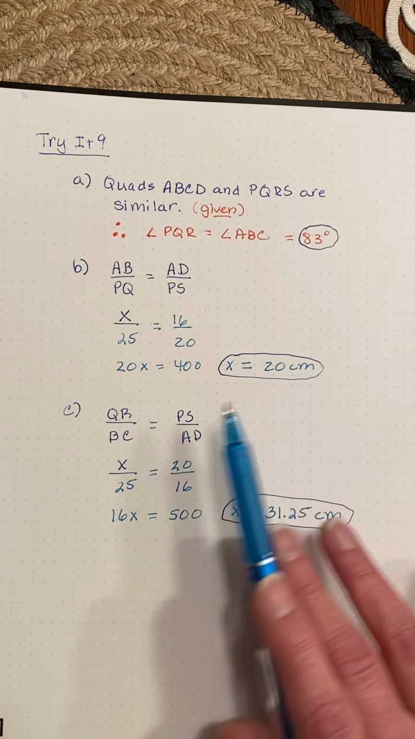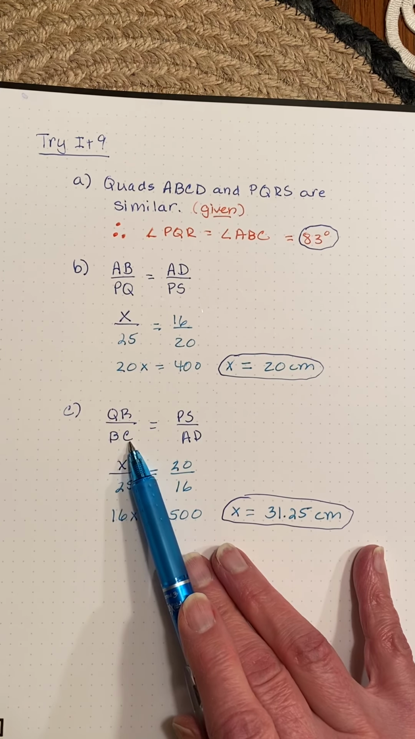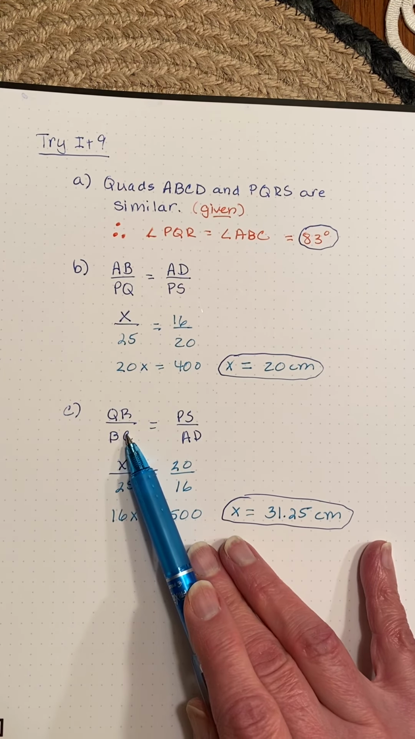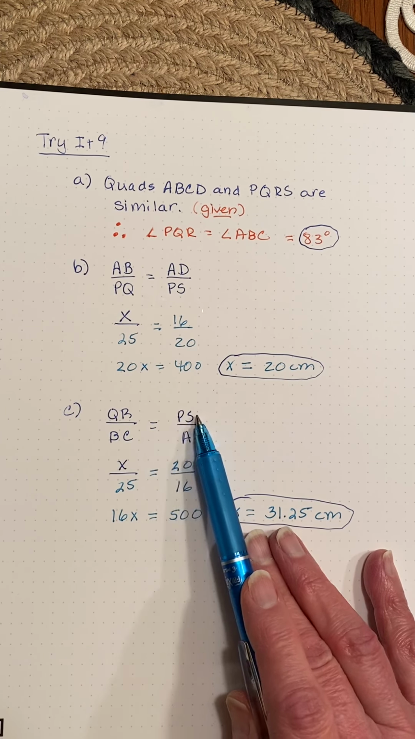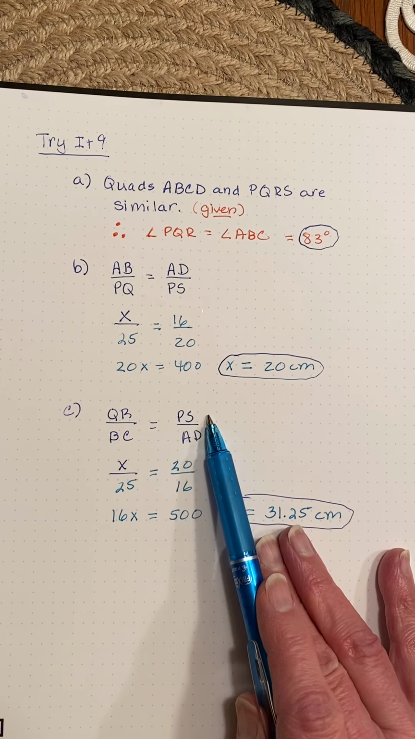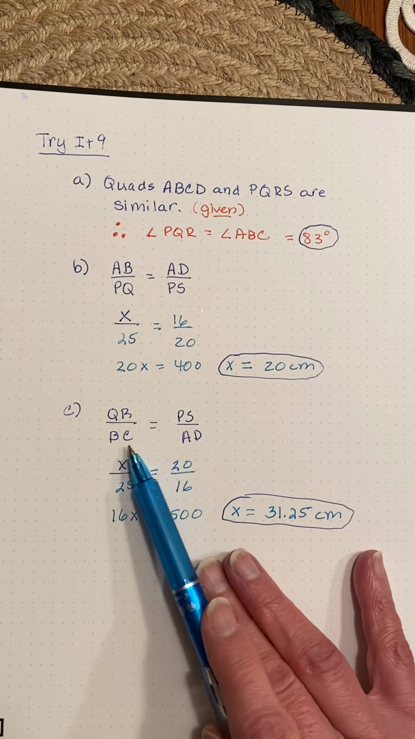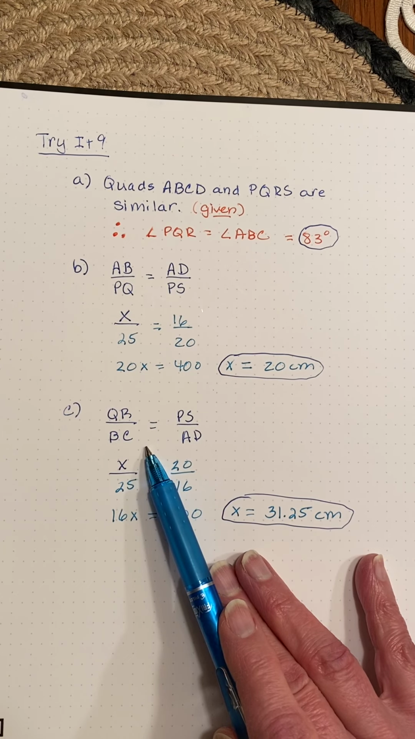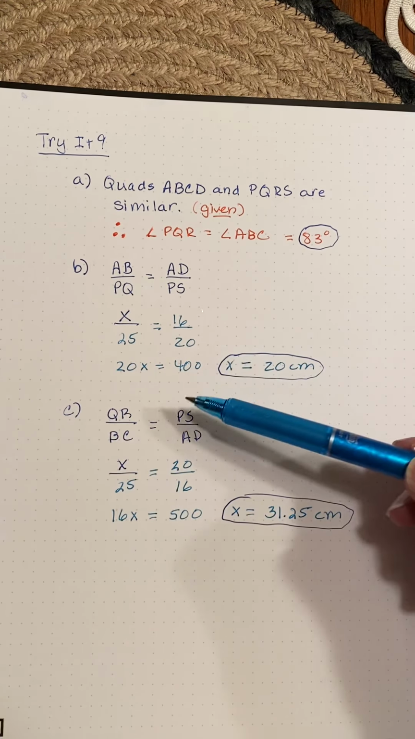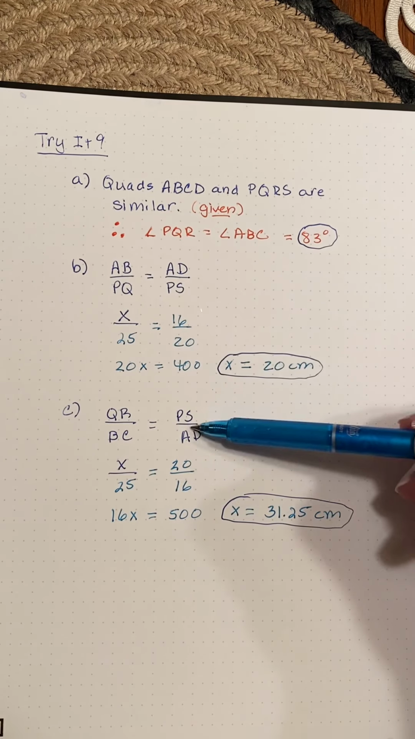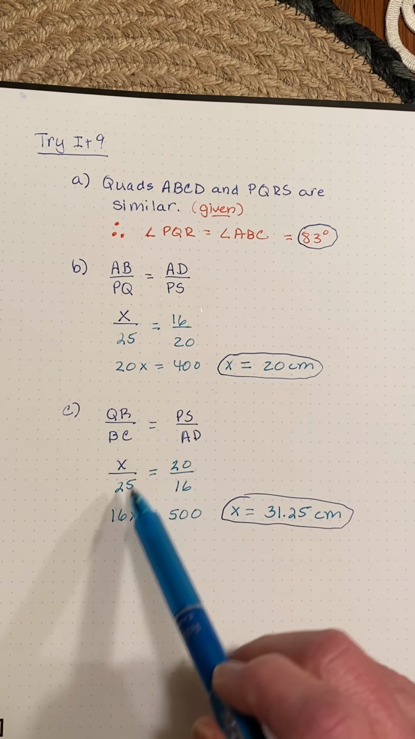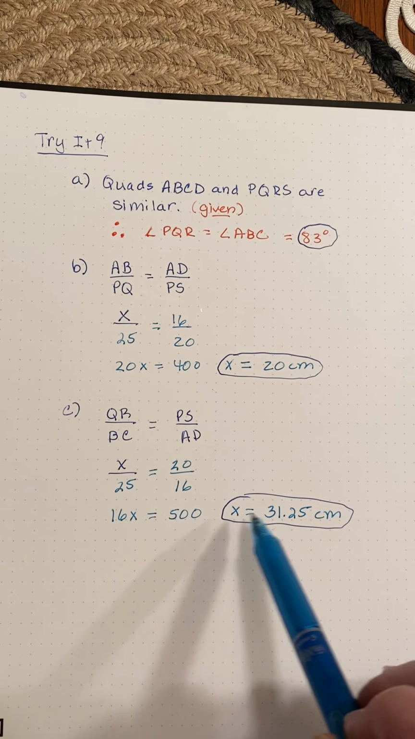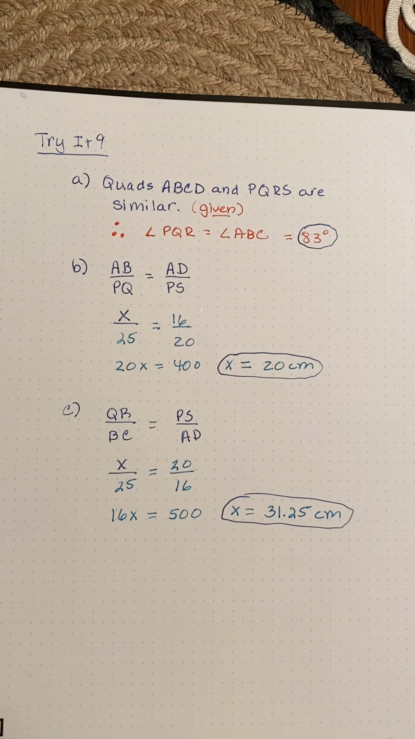Now again, they want us to find QR. QR corresponds to BC, so that's the first ratio. And we pick two other sides that correspond. So we take one from the same quad, PS, which is similar to AD in the first quad, whichever way you want to think about it. So we're given 20 over 16. It's the same thing here, we just flip them. 20 over 16, x over 25. 16x equals 500. Divide through by 16, x is going to be 31.25 centimeters.